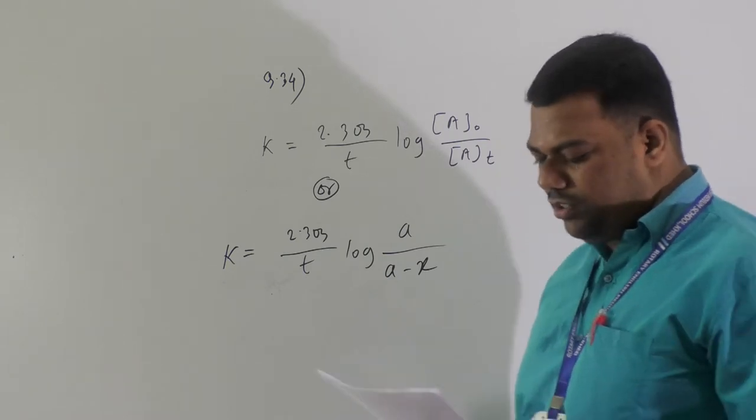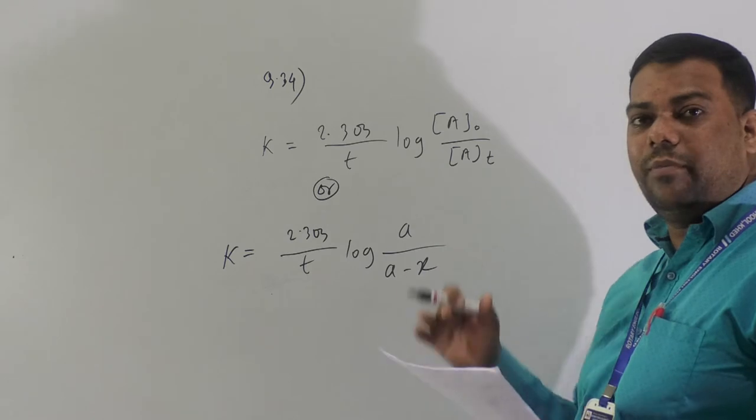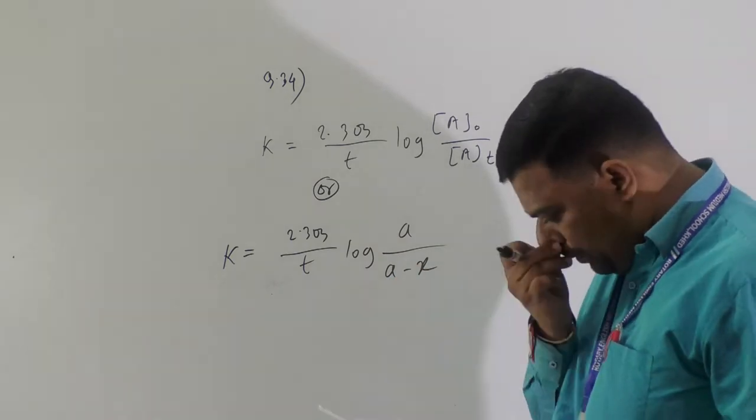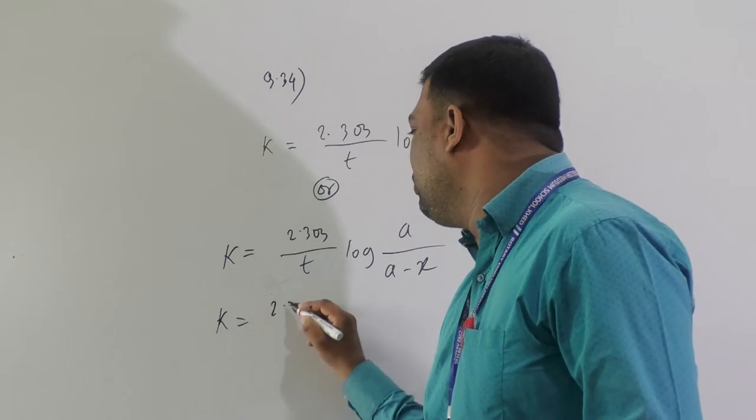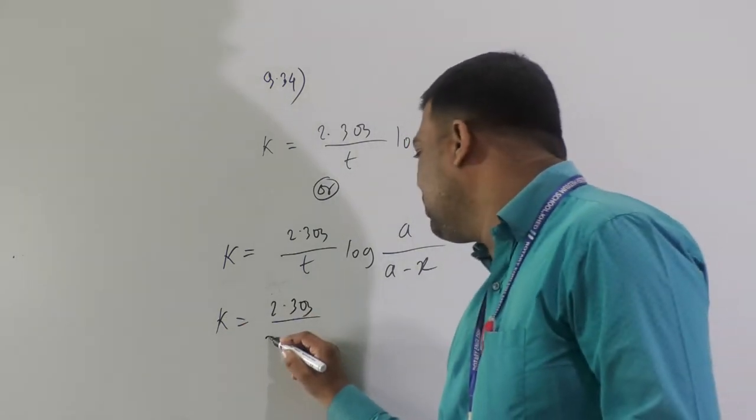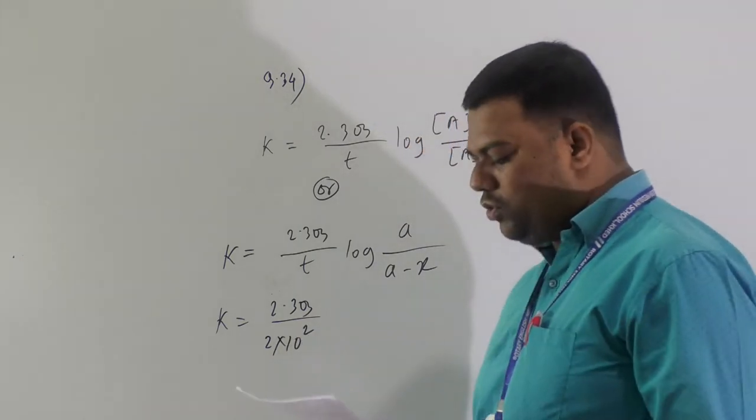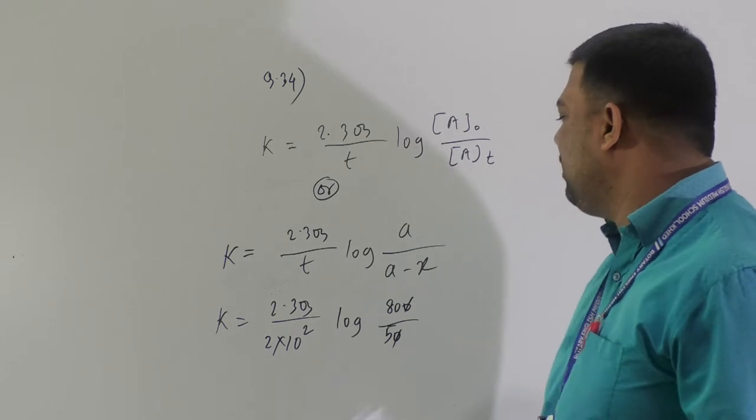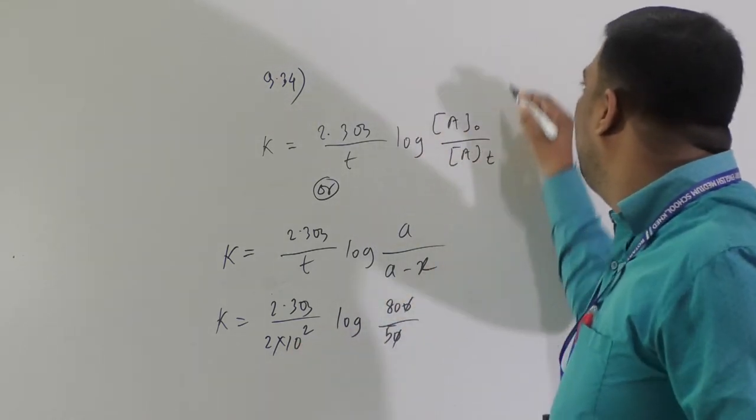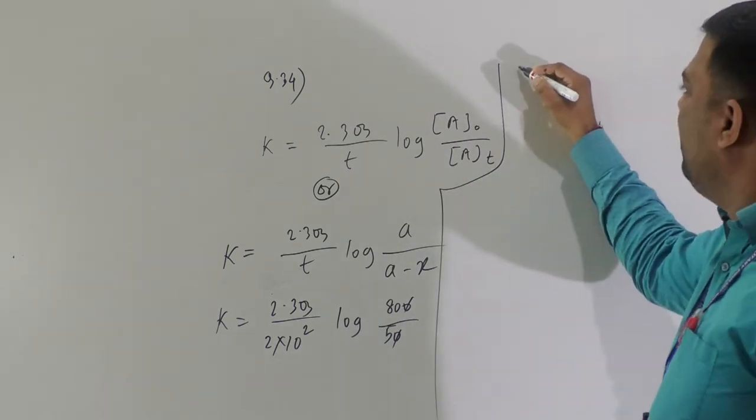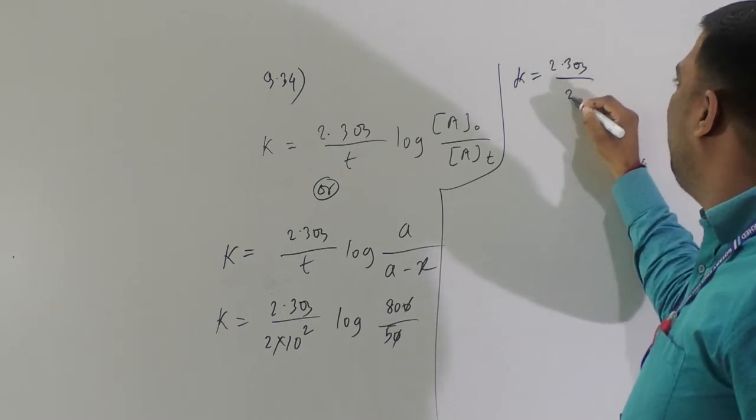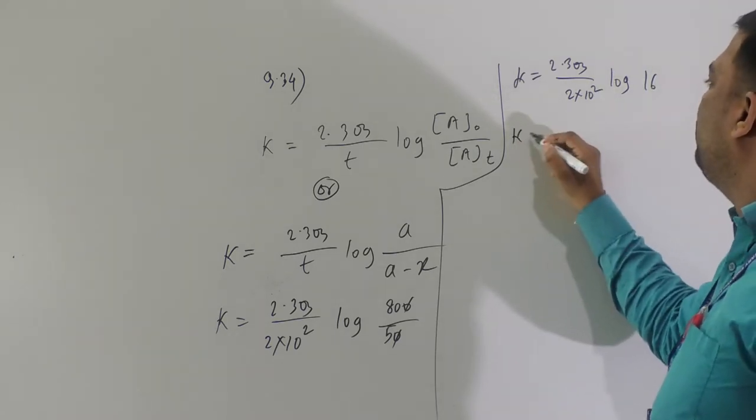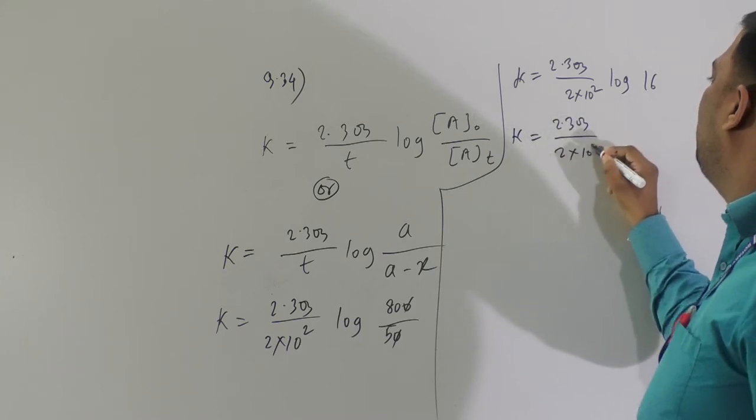Now see here, the reactant decreases from 800 mole to 50 mole, so we can write the changes directly. K is equal to 2.303, and whatever time they give, 2 into 10 raised to 2. Log of 800 divided by 50. So this 0 will cancel. So k is equal to 2.303 by 2 into 10 raised to 2 log 16 will come. Then we have to solve this.